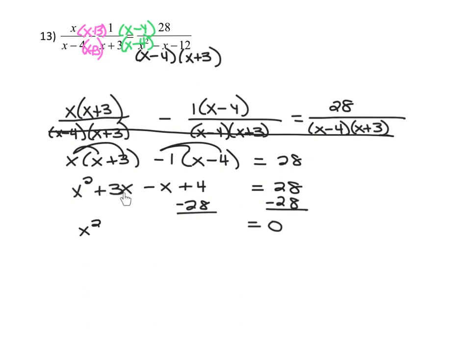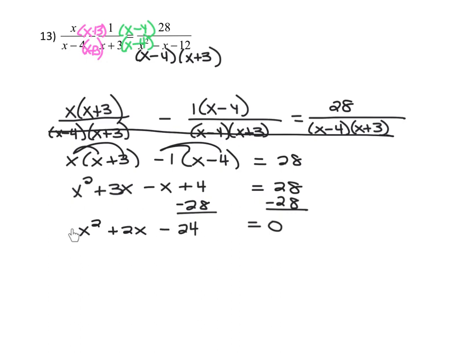This positive 3x and negative x combine to give me positive 2x. Okay, again, all I did was combine these two like terms. And then positive 4 minus 28 is just negative 24. Okay, so from here, I'm just going to factor, make a t-chart, and solve.